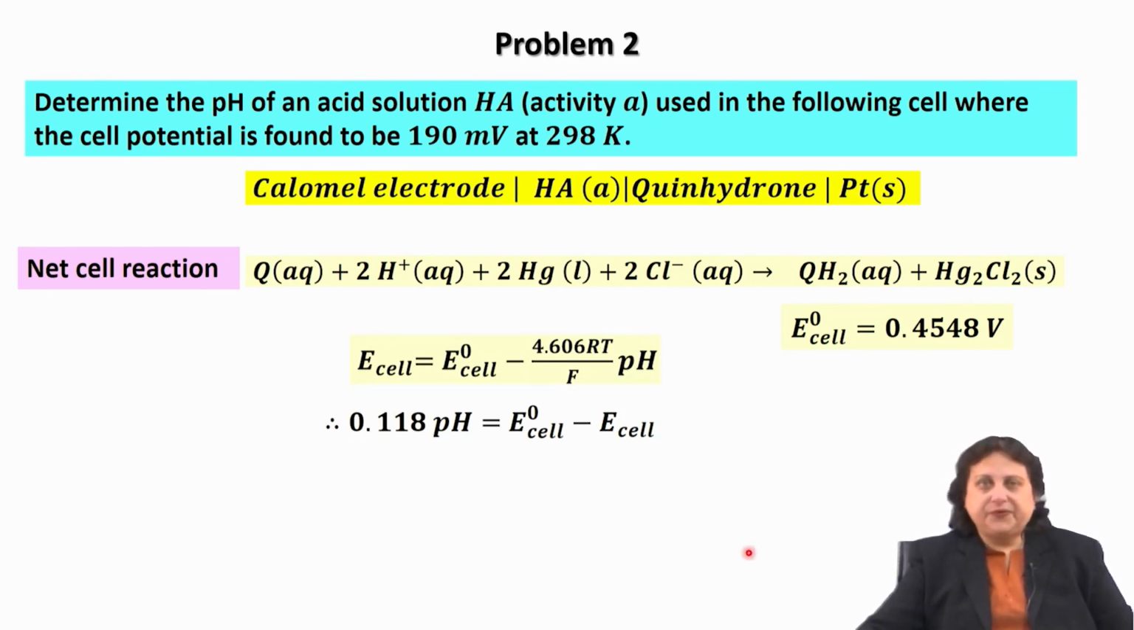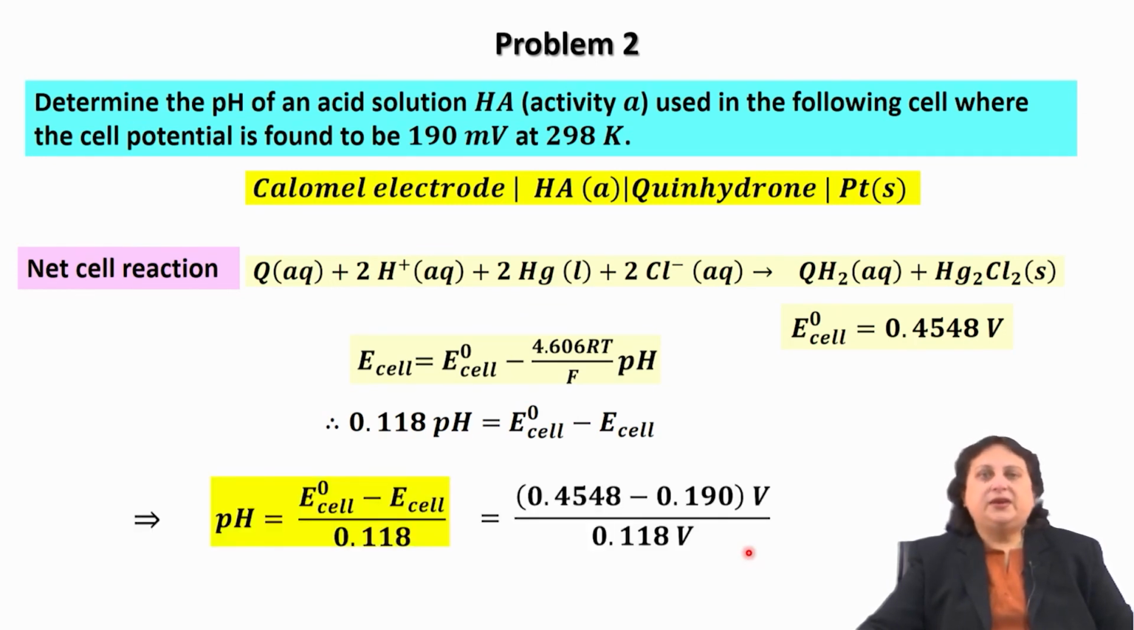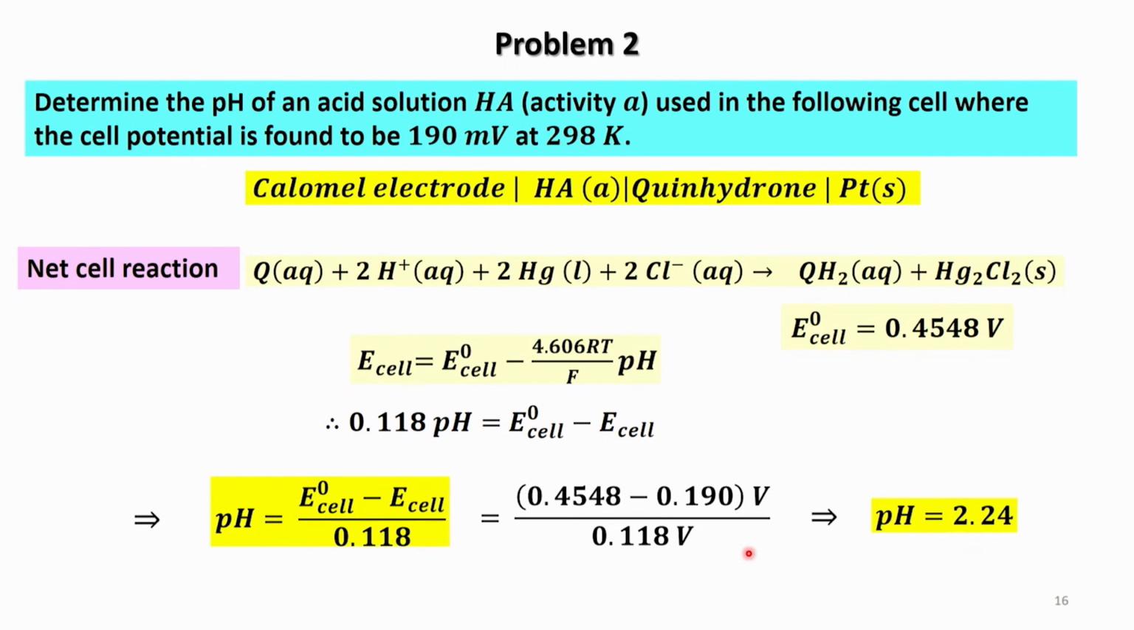So, what I will do is I will take this equation, rearrange it, put the value of RT by F at 298 Kelvin and find out the pH of the solution. And the answer is pH of the solution that gives you 190 millivolt at 298 Kelvin using this cell has a pH equal to 2.24.